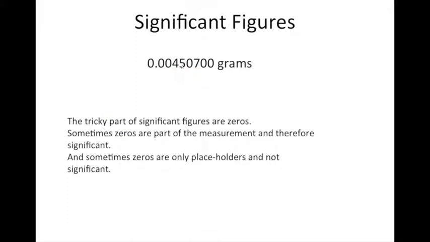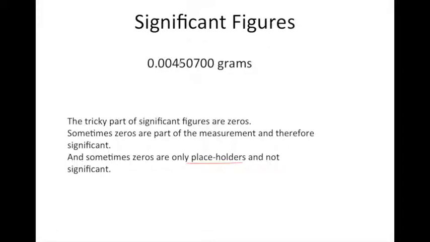Now, the tricky part with significant figures comes with zeros. Anything that's not 0 is considered significant. Sometimes zeros are part of the measurement and therefore significant. Other times, zeros can just be considered placeholders and not significant. So how do we determine which of these zeros are significant and which are not? Again, we have to follow these rules, so be sure you're paying attention and writing these rules down.